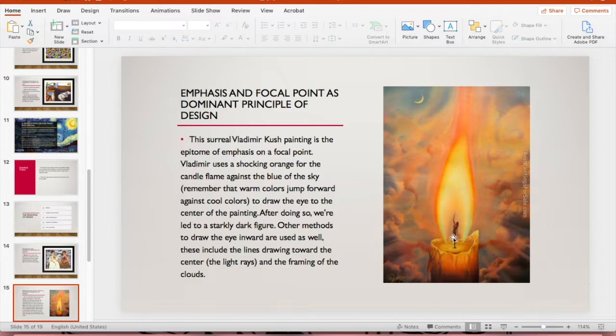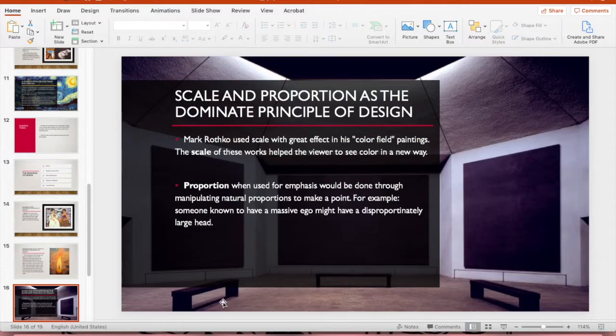Her value is darker than anything around her. She is encircled by the clouds. She pretty much has a neon arrow pointing at her because of all these lines, right? So she's very emphasized here. That's what we want to know, how the artist emphasizes.